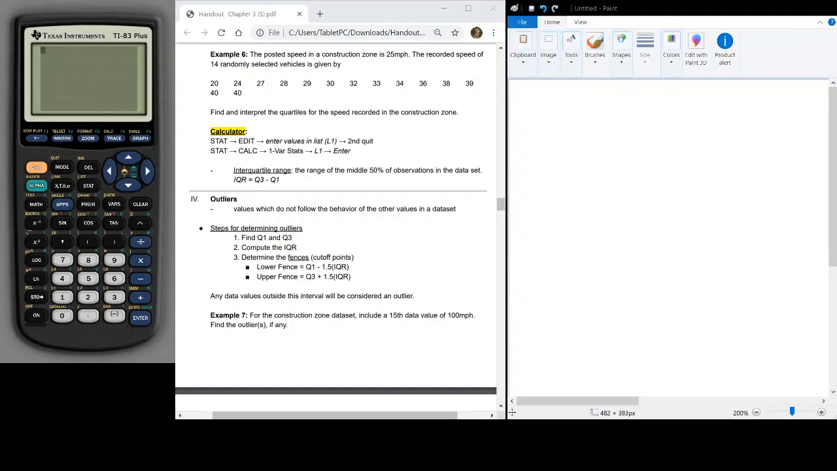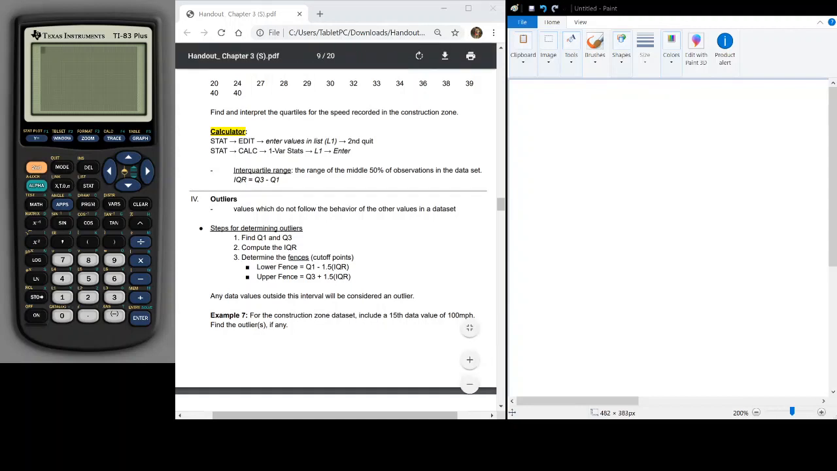The way we calculate outliers is by finding Q1, finding Q3, and we need the interquartile range. That's a formula we saw previously: IQR is equal to Q3 minus Q1. So what I want to do in example 7 is take a 15th data value, 100 miles per hour, and place it into the data set.